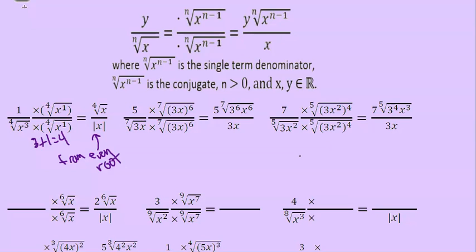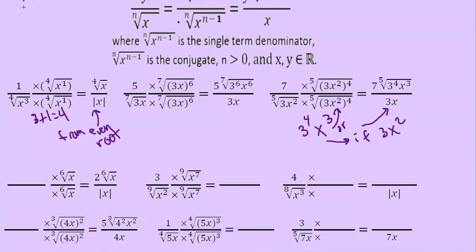Now, you could also do 3 to the 4th and x to the 3rd power, and that would be even more simplified. But in the denominator, this would be 3x squared. That would still be considered rationalized, though, so either of those answers would work. Let's look at the next row.